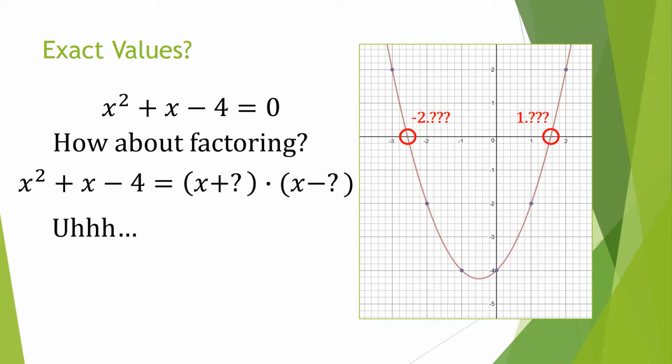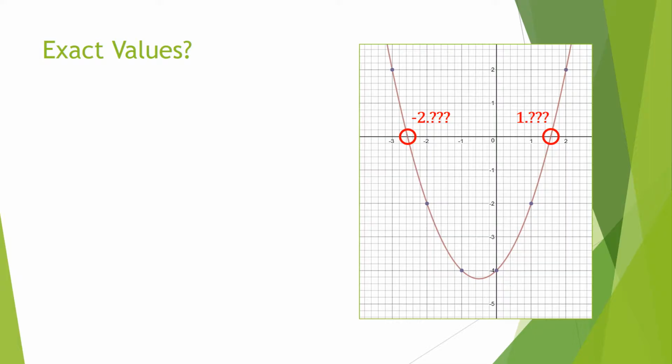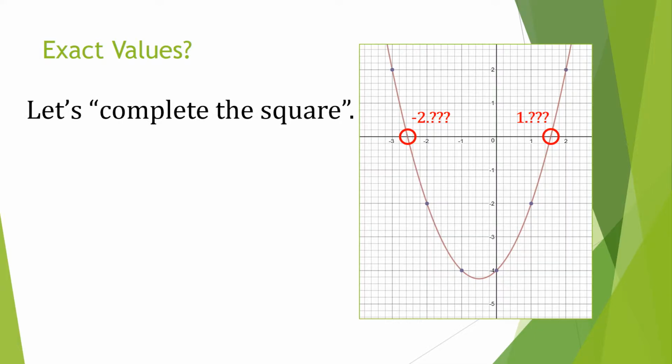Well, we think about those factors, and we come up with nothing. How do we go from here? Well, one way is to use the technique called completing the square, and that's a technique where we make one side of the equation a perfect square and then take the square root of both sides. Let's see how that's done.